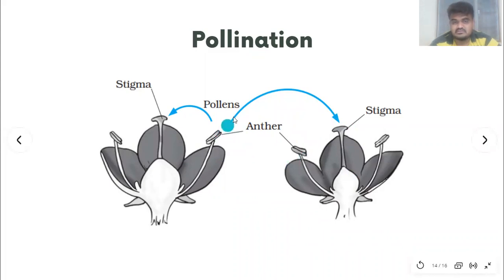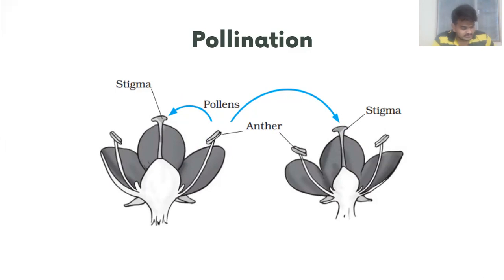So these pollen grains land from the anther to the stigma, like this or this one. If the pollen grains land from the anther to the stigma of the same flower, like here, you are given the definitions of self pollination and cross pollination.